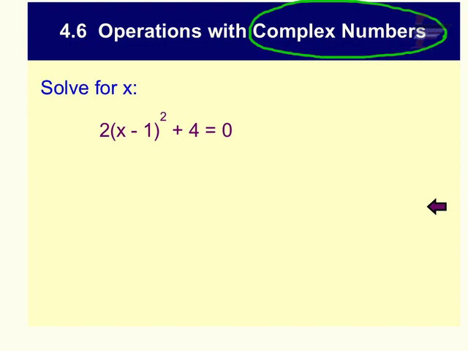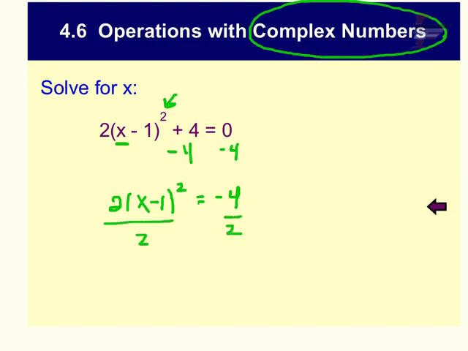If we were asked to solve for x, here you can see you've got the x in this parentheses and the squared right there. We'll solve for x here by just using square roots. So we'll subtract the 4 from both sides. So we have 2x minus 1 squared equals a negative 4. Then we would say, okay, let's divide by that 2. And so we have x minus 1 squared equals a negative 2. And then we know we have to undo our squared by square rooting.